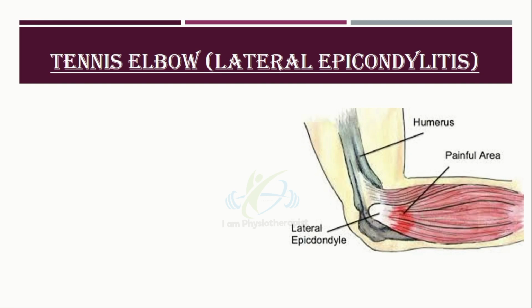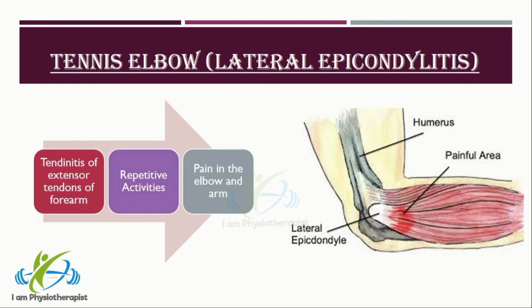Tennis elbow or lateral epicondylitis. It is a type of tendinitis, causing swelling of the extensor tendons of the forearm, that causes pain in the elbow and arm. In occupations requiring repetitive upper extremity activities, and particularly those involving computer use, heavy lifting, forceful forearm pronation and supination, and repetitive vibration, lateral epicondylitis is repeatedly seen.